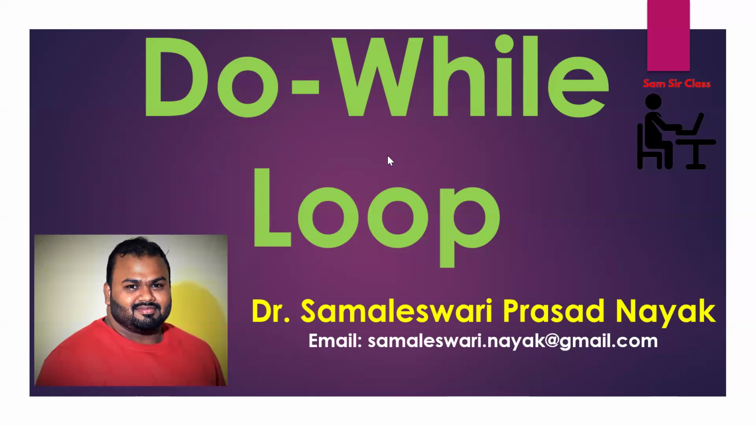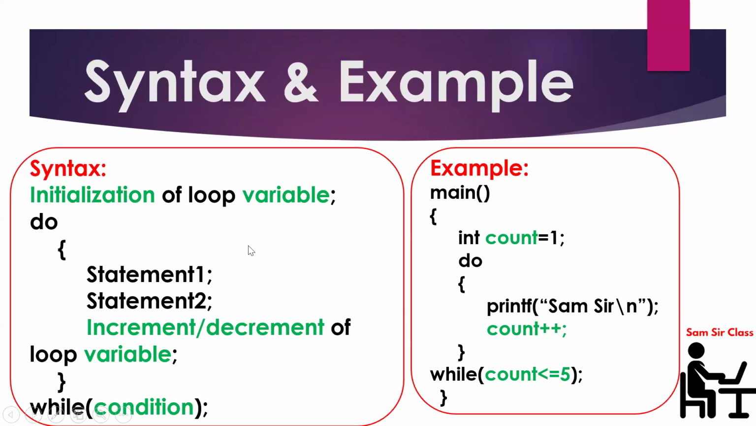In the previous video, we have learned something about the while loop. Now another type of loop we will discuss in this video, that is the do while loop. The purpose is the same, that you have to execute a piece of code repeatedly by using a do while loop. Before going to the reason why you are using a do while loop, let us understand its syntax first of all.